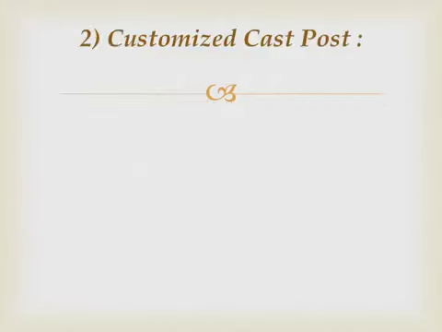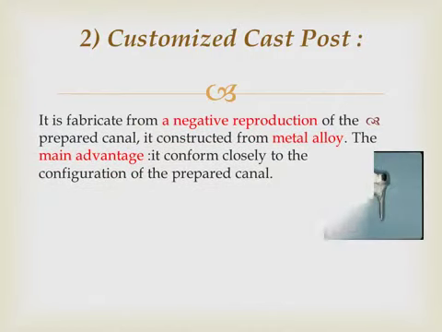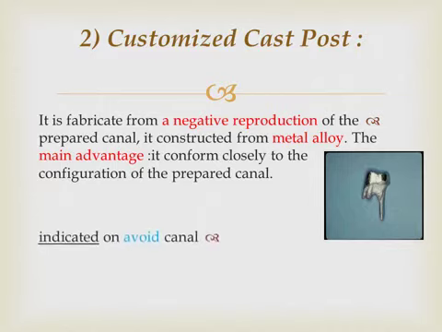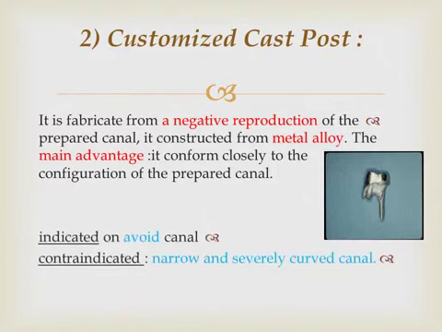Number 2, customized cast post. In this type, a negative reproduction of the prepared canal should be done. So, the main advantage of this type is that it conforms closely to the configuration of the prepared canal. It's indicated in ovoid canals but contraindicated in narrow and severely curved canals.